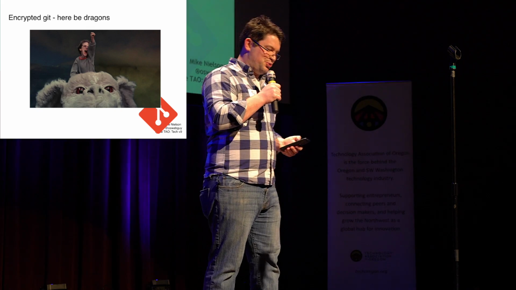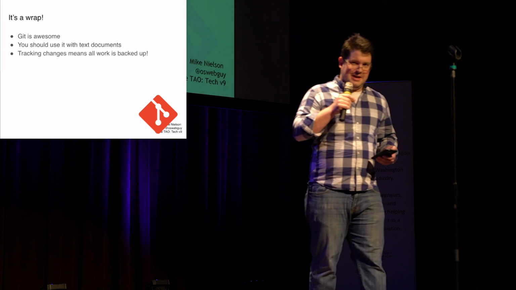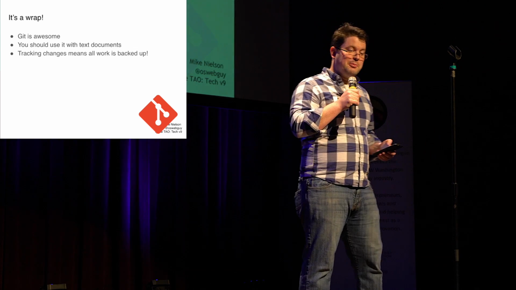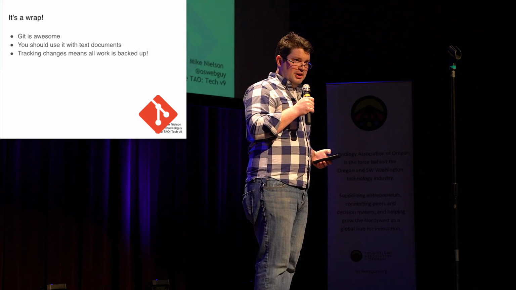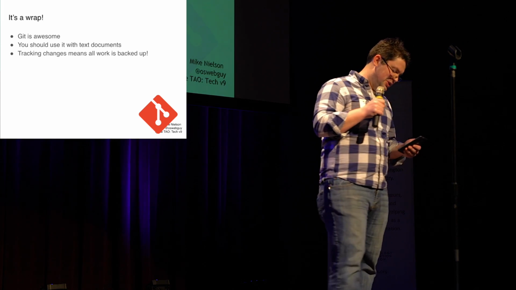Encrypted Git. So when you add a layer of encryption with Git, you get dragons. That means that you can have sensitive and private information shared and revisioned, ready for auditing or legal representation, at the ready. So, to wrap things up, track your documents in perpetuity using Git.